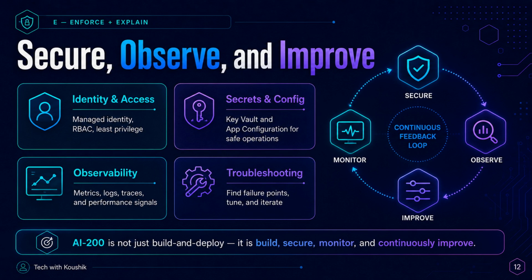Think of this as a continuous feedback loop. Secure the application. Observe what happens. Find weaknesses. Improve the system. Then continue monitoring. AI-200 tests this full operational lifecycle.